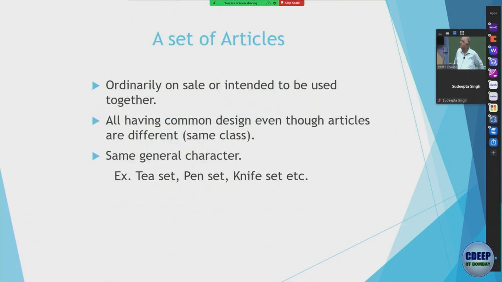Then there are a set of articles which are intended to be used together. They have common design, although the articles are different, but they belong to the same class. Your pen set, a fountain pen, ballpoint pen, pencil, your cutlery, a plate, cup, they have the same design. So the set of articles which are of general character belong to the same class, but they are sold as a set. So you can apply the same design to all of them.